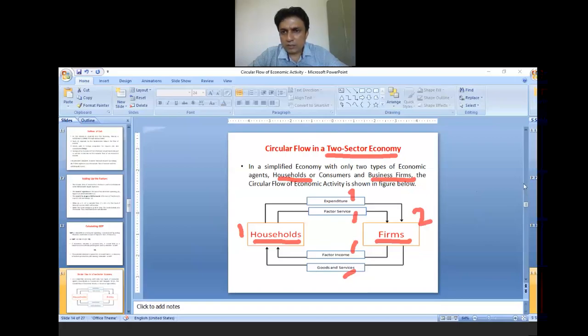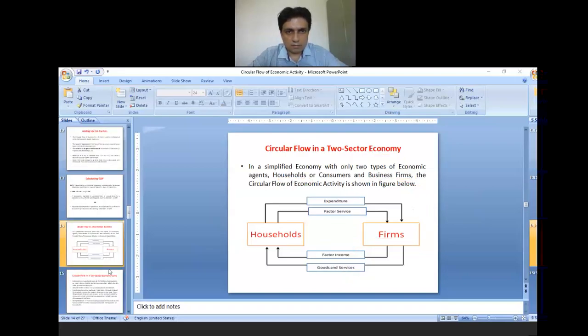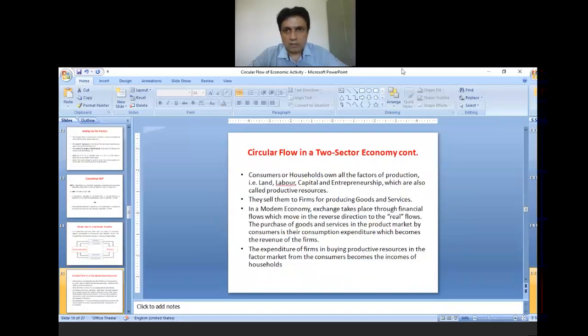Okay. So proceeding to the next slide. So whatever is shown in the diagram is explained here. So consumer or household own all the factors of productions like land, labor, capital, entrepreneurship, which are also called productive resources. They sell them to firms for producing goods and services.